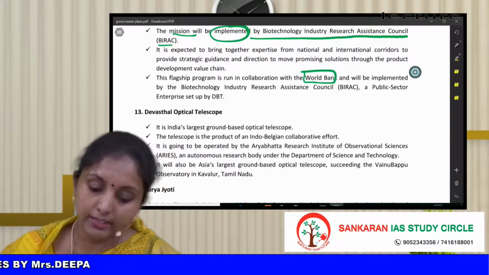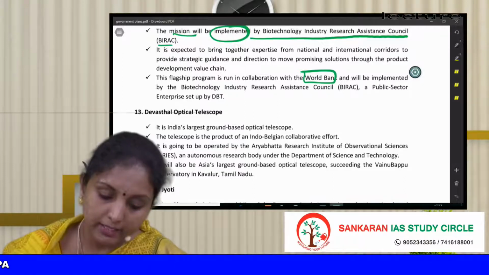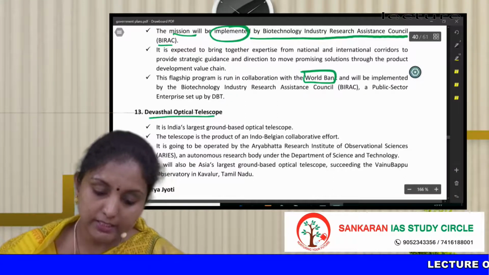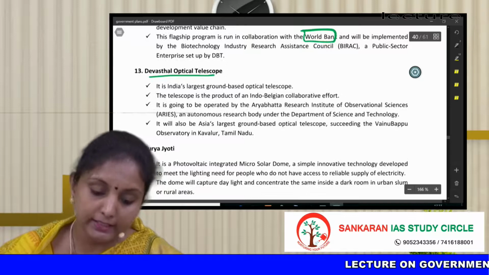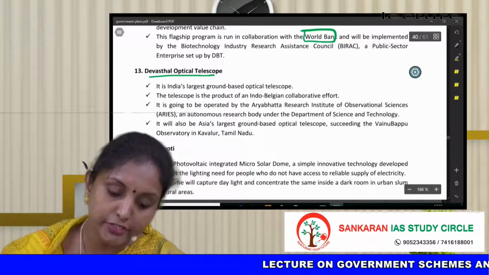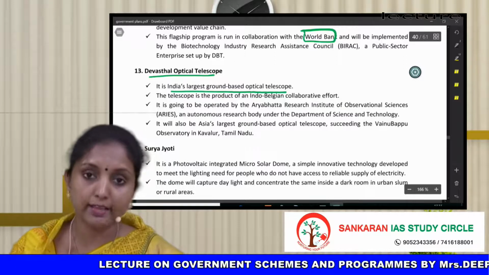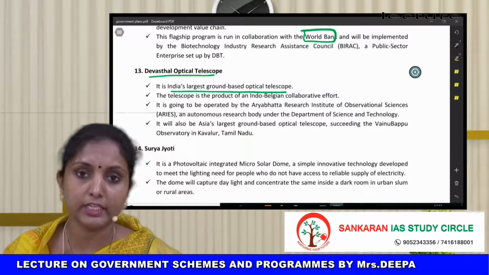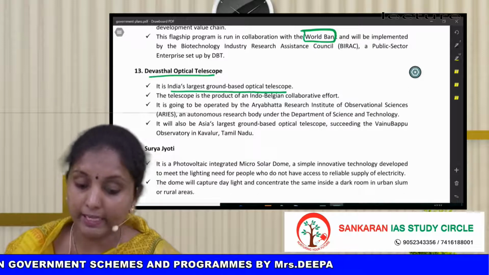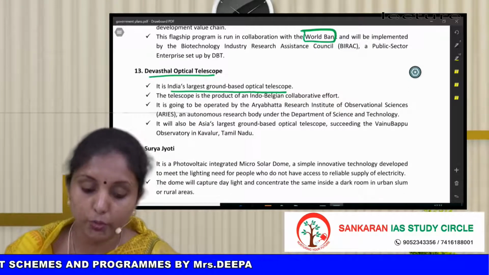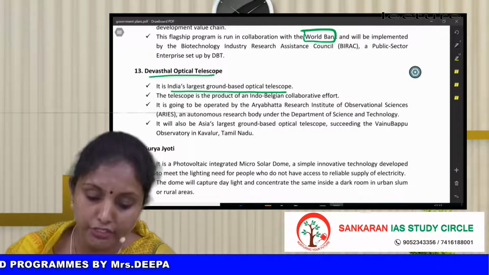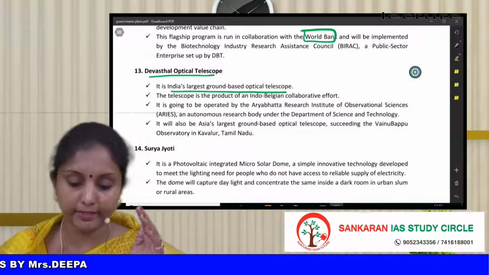Devasthal Optical Telescope. Devasthal Optical Telescope, what is it? This is about India's largest ground-based optical telescope. These days, I think you have seen in the news about the telescopes in China and everything. Devasthal Optical Telescope is India's largest ground-based optical telescope.